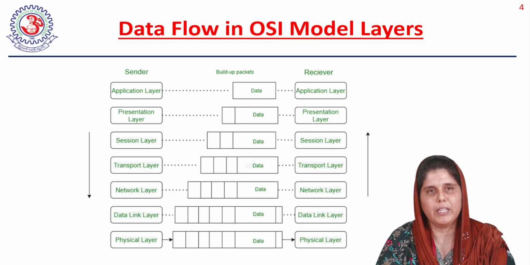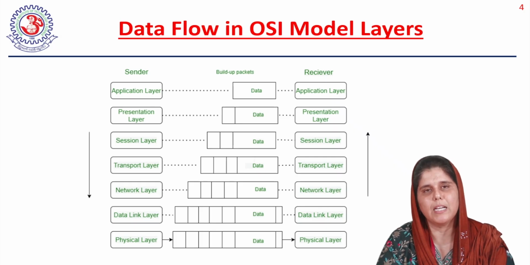After crossing each layer, in each layer we add some protocol-specific information. Each layer has a set of protocols, and its associated information is added in the header. That's why, along with the data, some extra boxes are mentioned here. So after traveling through each layer, we add some extra information.